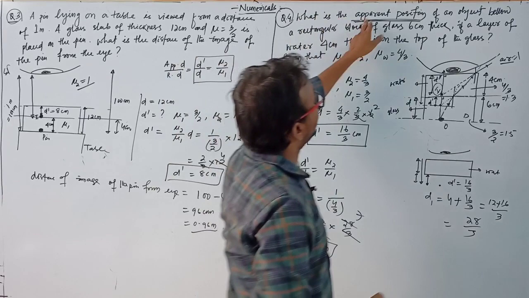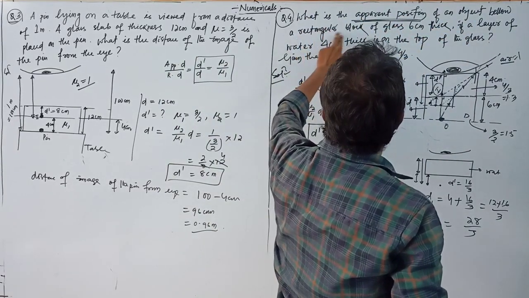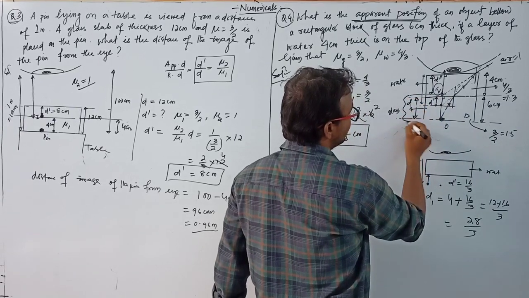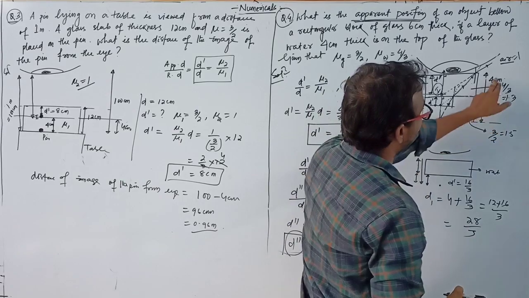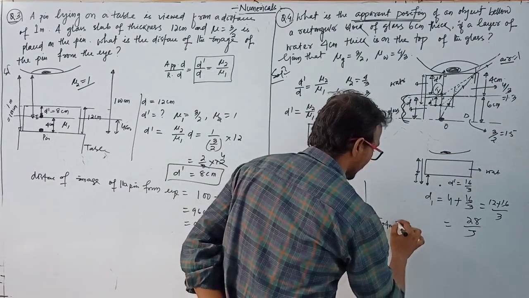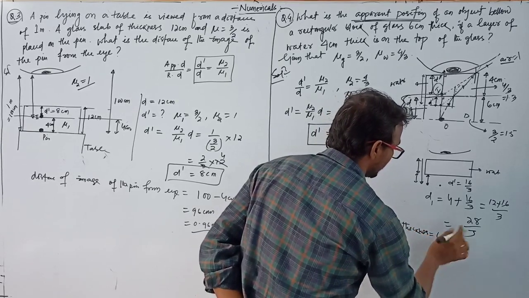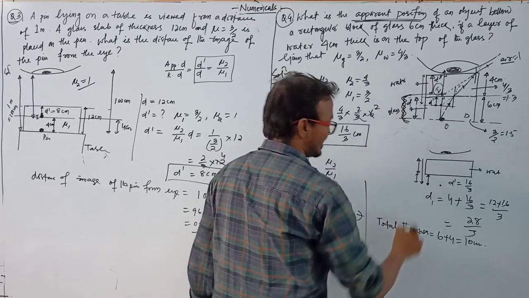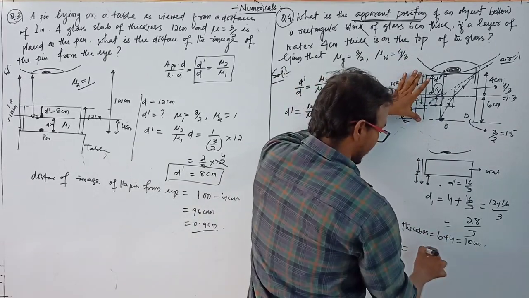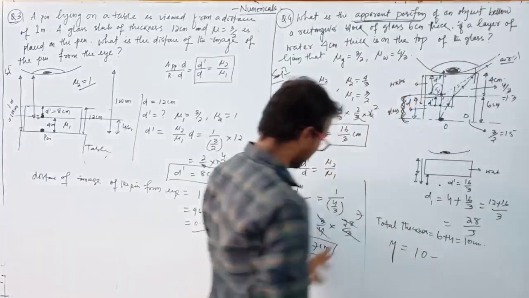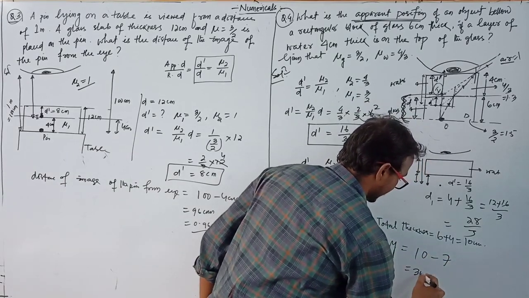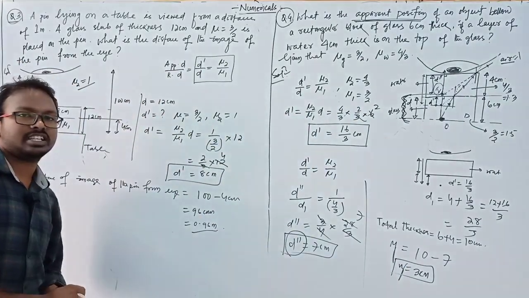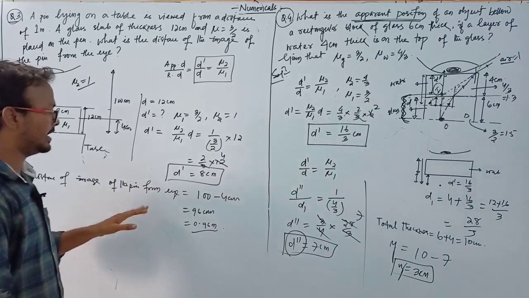But according to the question, what is the apparent position of an object below the rectangular block? Below the rectangular block, we have to find this distance, because this is the final image here. The total thickness is 10 plus 6 plus 4 centimeter, which is equal to 10 centimeter, and we have to find this distance, meaning the normal shift. The normal shift is the total distance, 10, minus this apparent depth, which we already found to be 7 centimeter. Now the answer is 3 centimeter. Clear? So by using this concept you can solve different types of problems regarding apparent depth and real depth.